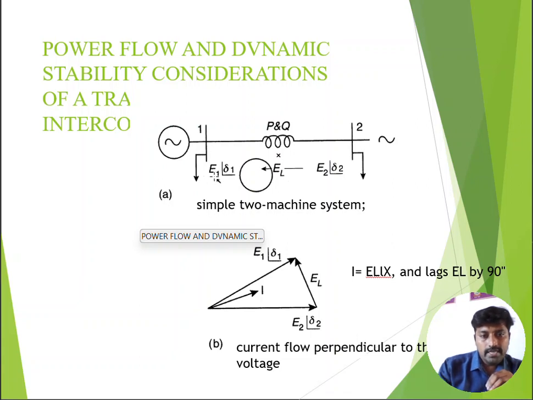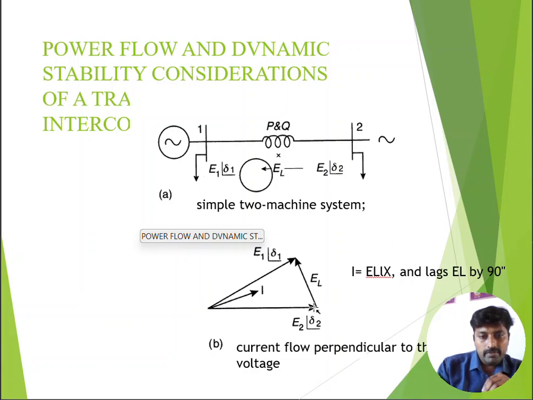The bus voltage here at station 1 is E1 at an angle of delta 1. Here the bus voltage is E2 at an angle of delta 2. Delta 1, delta 2 are load angles, otherwise called phase angles also. The difference between these two is nothing but delta. Delta 1 minus delta 2 is equal to delta. This is the phase difference between E1 and E2.